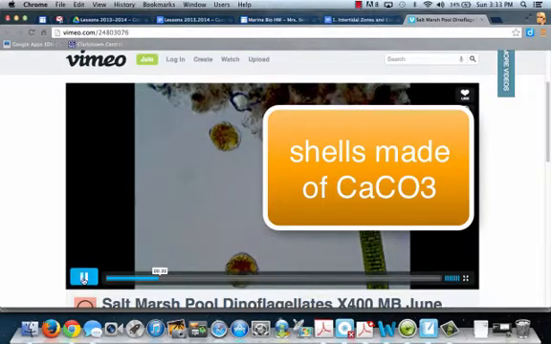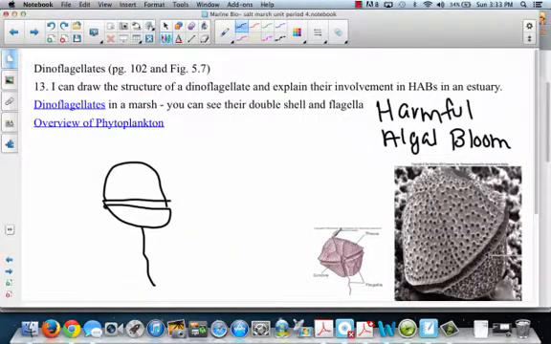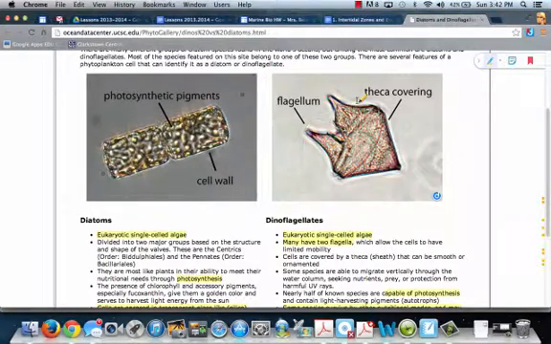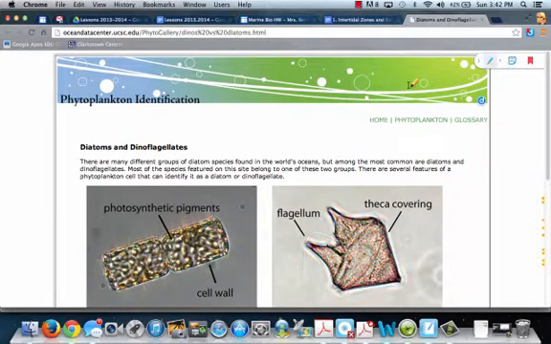Okay, so I'm going to pause this video, and I'm going to go back to our notes, and we're going to write that their shell is made of calcium carbonate. Again, ocean acidification, the lowering of the pH, is going to affect them as well. These are both examples, diatoms and dinoflagellates, of photosynthetic organisms. So when we are doing destruction to their population, we're directly affecting our oxygen levels as well. Keep that in mind.